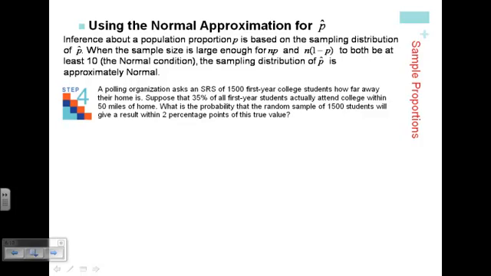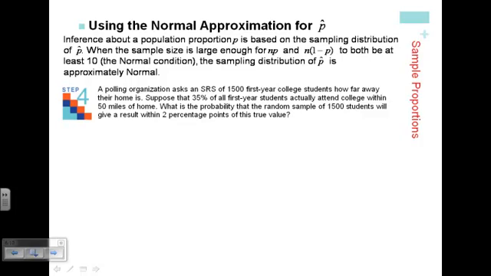What is 1500 in our variables, in our symbols? N, sample size. What is 35%? P, pretending that we have information about all of the first year college students, in the same way that Jason made up that he knew about all cats in America. 35% of every single first year student. What is the probability that a random sample of 1,500 students will give a result within 2 percentage points of the true value?